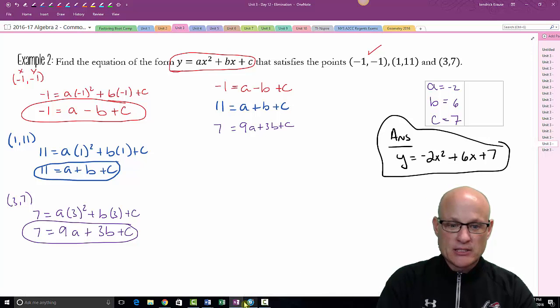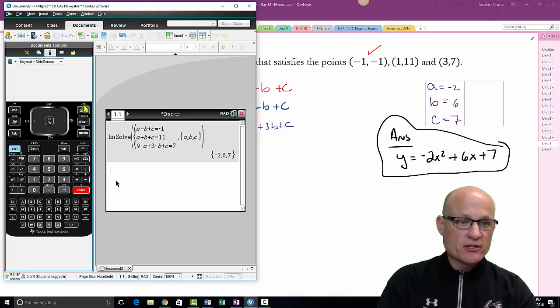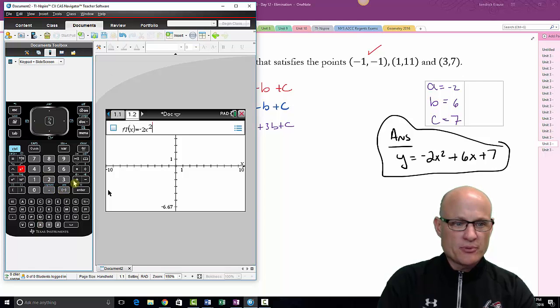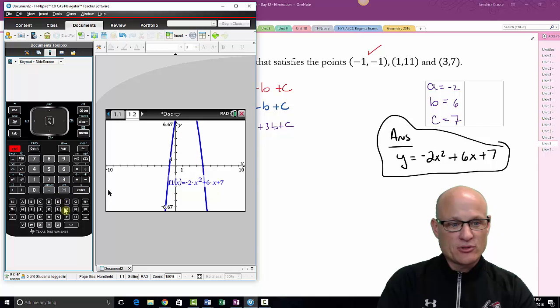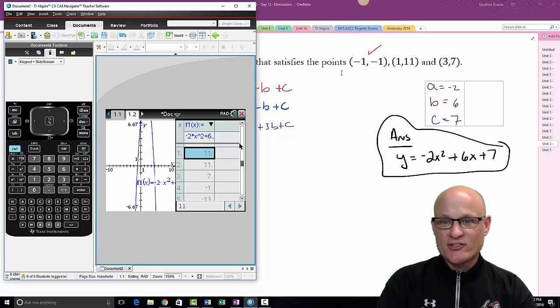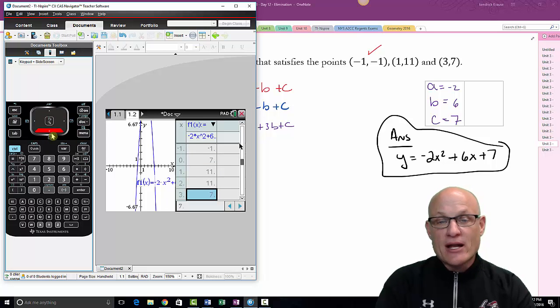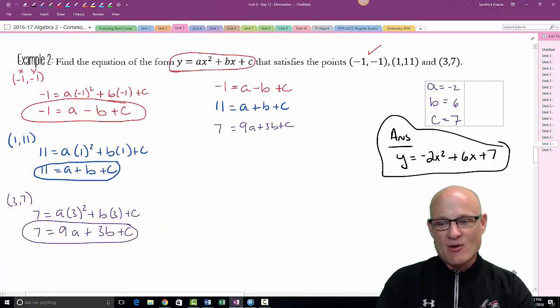Let's check real quick. I go in here, go into graph mode. -2x squared plus 6x plus 7. Enter. Go to the table, Control T. Do I see -1, -1? There it is. Do I see 1, 11? There it is. Do I see 3, 7? There it is. So I know I'm right. But now I've got to do it algebraically, and that's the tricky part.